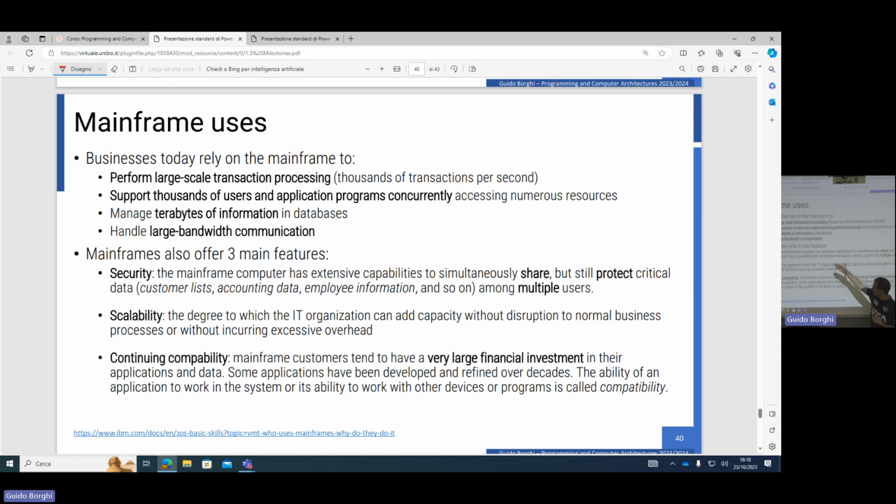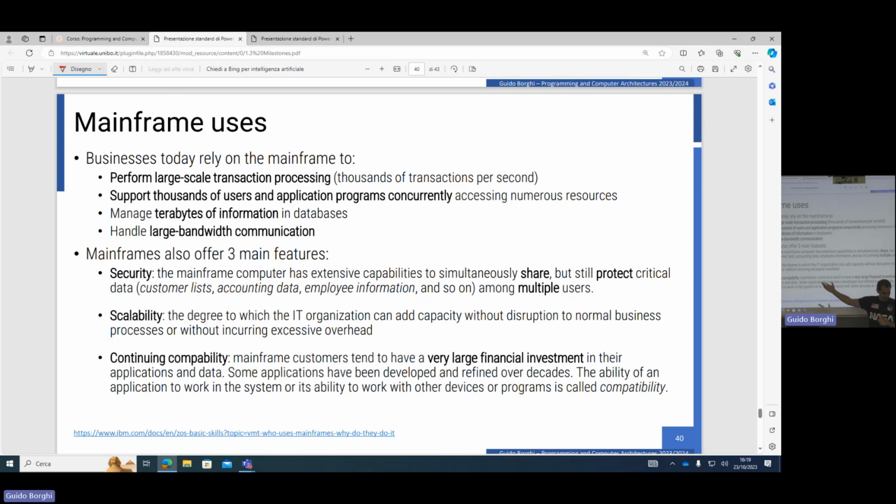Here you can see other three key features about mainframe. The first is security. We have multiple users on the mainframe, so data can be shared on the same mainframe, but we have to protect this critical data. Imagine, for example, a state that has very important services on a specific mainframe. The ability of computer programmers is also to protect this data on the mainframe.